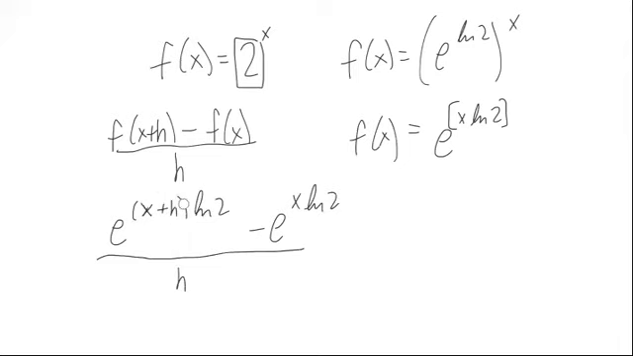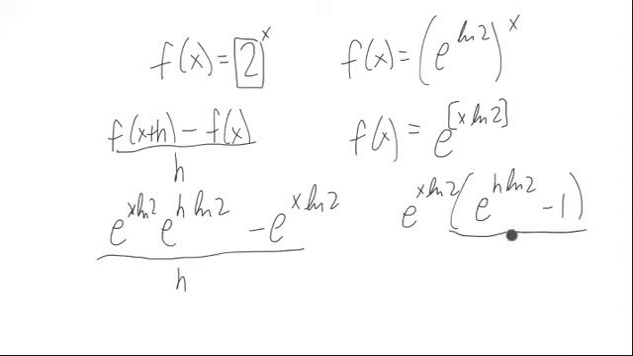We're going to distribute this natural log 2 through here. So we have h, and then we have x natural log 2 plus h natural log 2. Notice that addition in the exponent becomes multiplication with the same base. We can factor out this e to the x natural log 2. We have e to the h natural log 2 minus 1 all over h. And we can think of this as being on the outside, just this times that fraction.